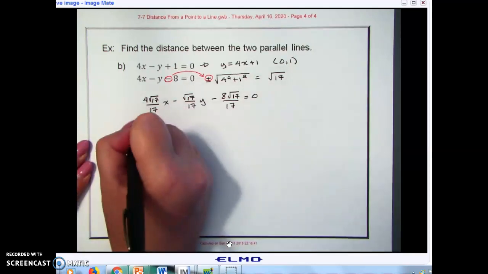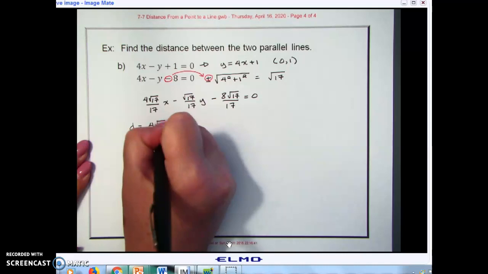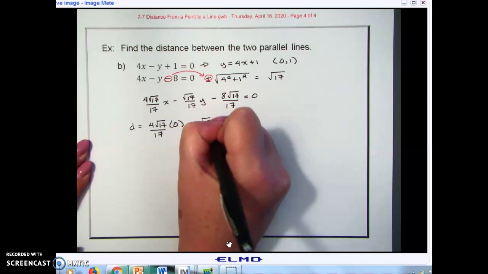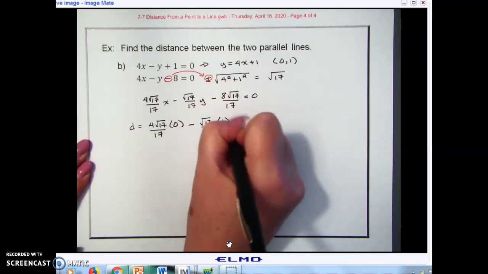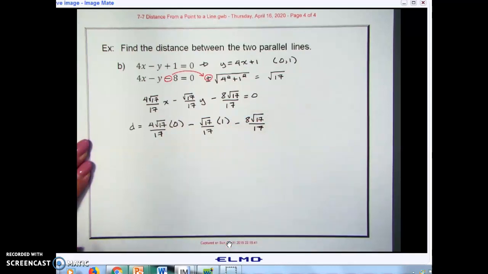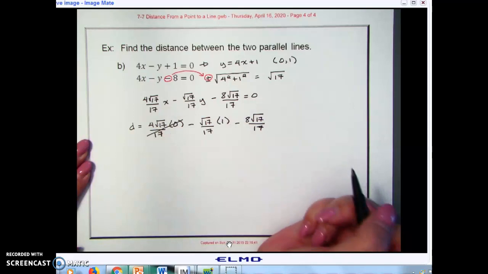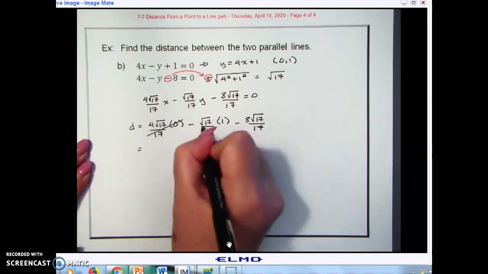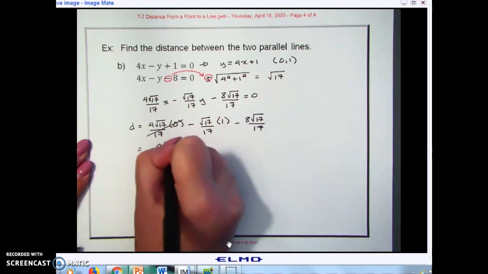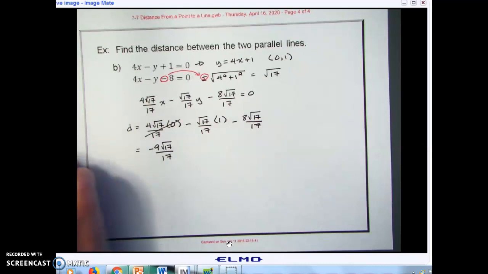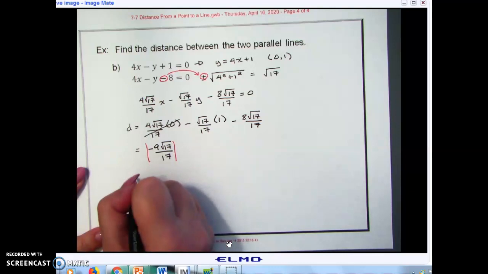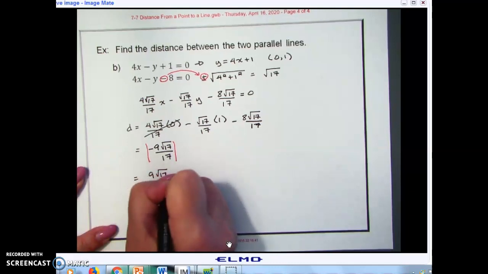So if I substitute the 0, 1, I've got 0 for x and 1 for y. And so we get this answer. Notice this one is 0, and since it's multiplied by 1, we get negative 1 root 17, and negative 8 root 17 gives me negative 9 root 17 over 17. And I want my answer to be positive, so we would take the absolute value of that, and we get 9 root 17 over 17.